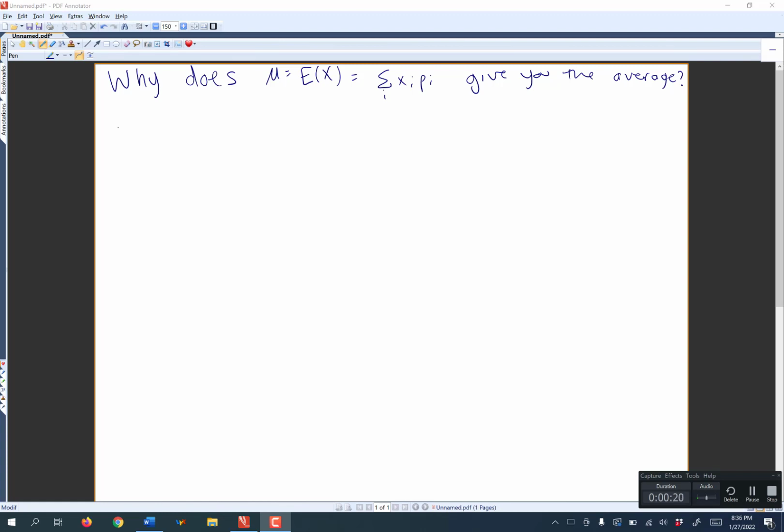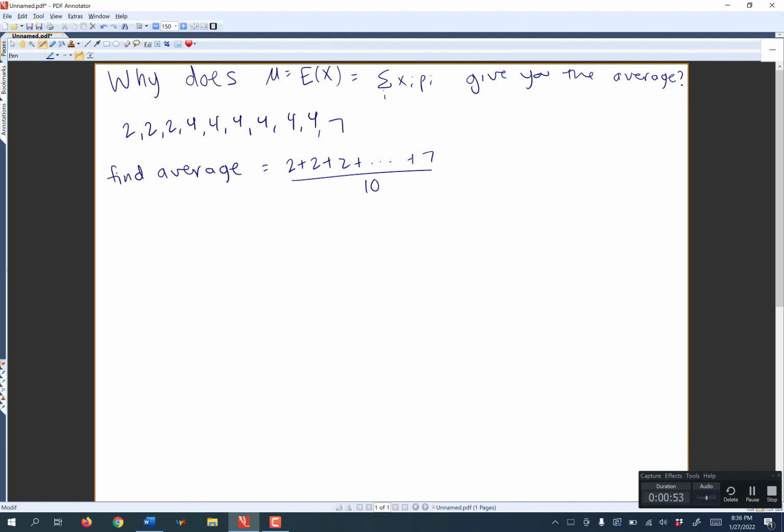Let's say I have a list of numbers: 2, 2, 2, 4, 4, 4, 4, 4, 4, 7. Let's find the average. Pretend you're back in a much previous math class. You haven't learned anything about expected value. You're just finding the average. We would add all of those up and divide by how many there are. So there were 10, and this gives me 3.7.